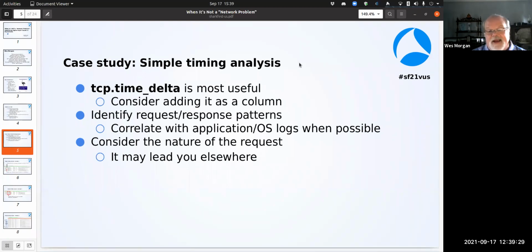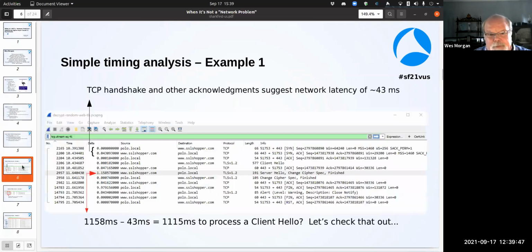So you can find 12.17.42 in my capture. I saw this. Well, 12.17.42 in the logs tells me this. So even with encrypted data, you can make some very basic timing analysis happen. So let's look at an example.